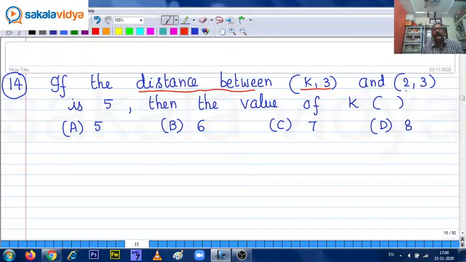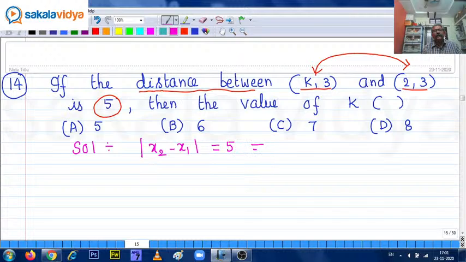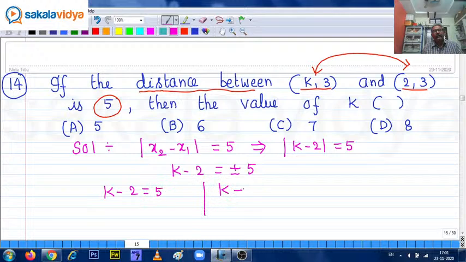Distance between (k, 3) and (2, 3) is 5. Then the value of k. Here one interesting factor is there. If you observe these two coordinates, the y coordinates are equal. If the y coordinates are equal, the distance between the points is the modulus of the difference of the x coordinates. So we can follow one technique here. Distance is given by modulus of x2 minus x1. So that is equal to 5, given. So that implies modulus of k minus 2 equals 5. So k minus 2 equals plus or minus 5. So we get k minus 2 is equal to 5 or k minus 2 is equal to minus 5. k equals 5 plus 2, 7.